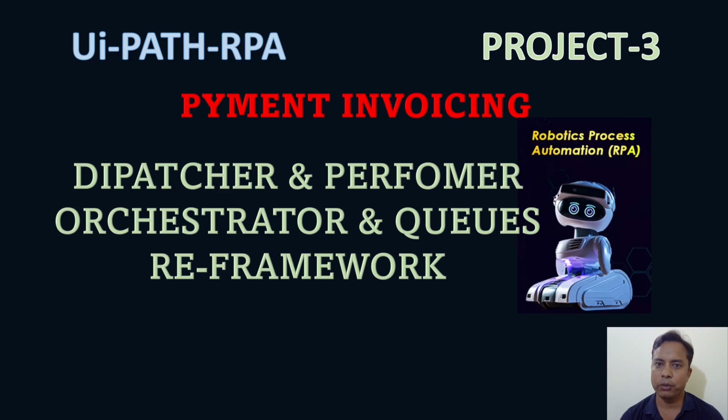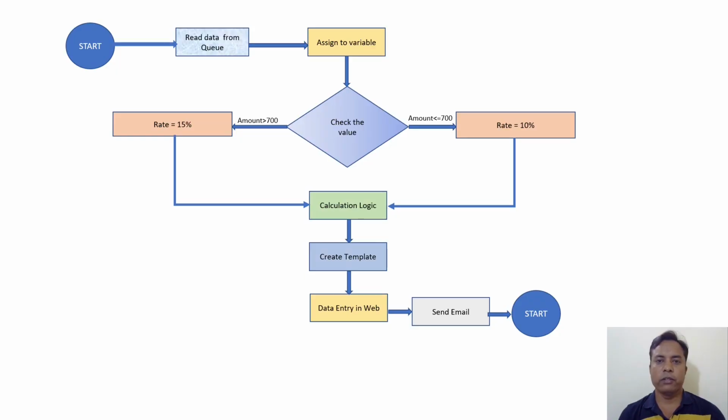But in this project we are going to take one step ahead, and we are going to create the project using Orchestrator Queue and the RE framework, and we are going to divide the entire approach into two different parts: dispatcher and performer. Right now on your screen you can see a flowchart, and in this flowchart I am trying to explain how this project works. The dispatcher is not available within this diagram. This diagram is only for the performer.